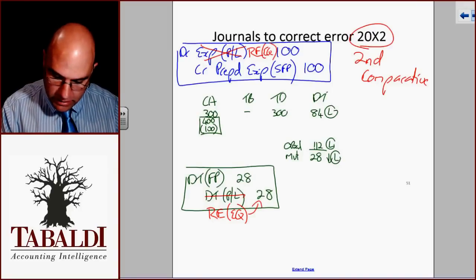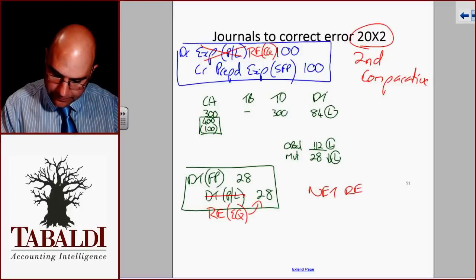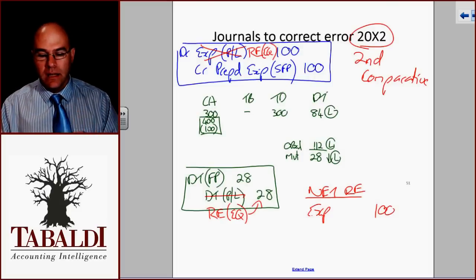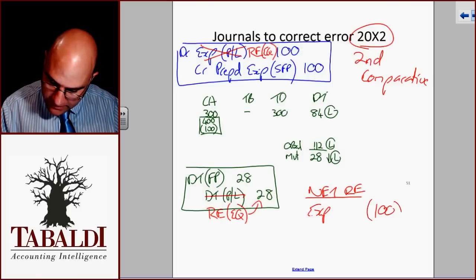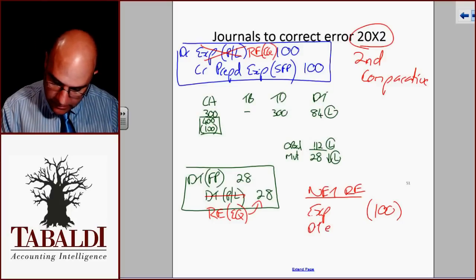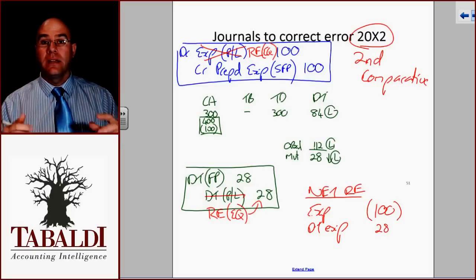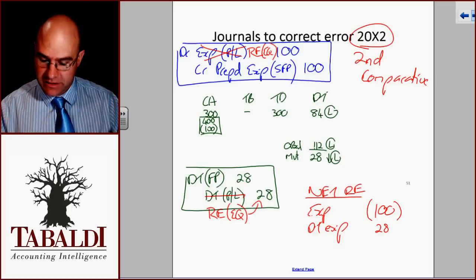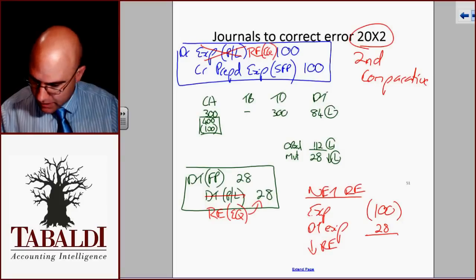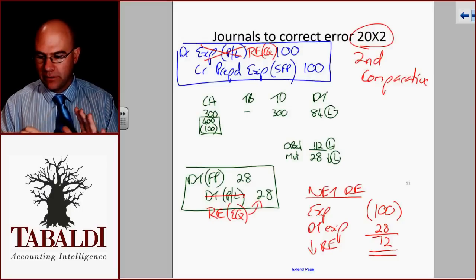The net effect on retained earnings will be the expense of 100. Remember, here I increase the expense, therefore I decrease the retained earnings, and then the deferred tax expense, well, that I credited. I made that smaller. So I make an expense smaller, I increase my profits, which increases retained earnings. Therefore, an overall decrease in retained earnings in 20x2 of 72. Okay, you've got a feel for the journal now.